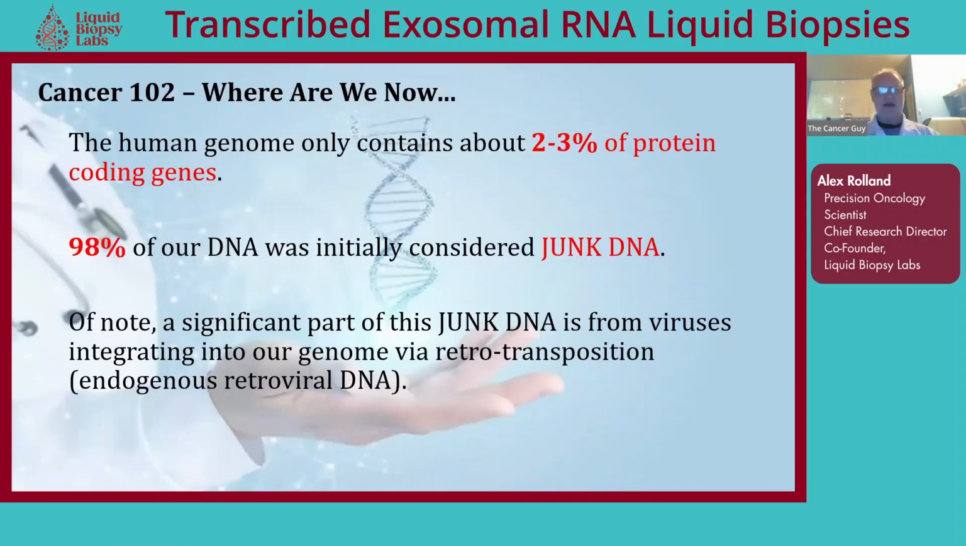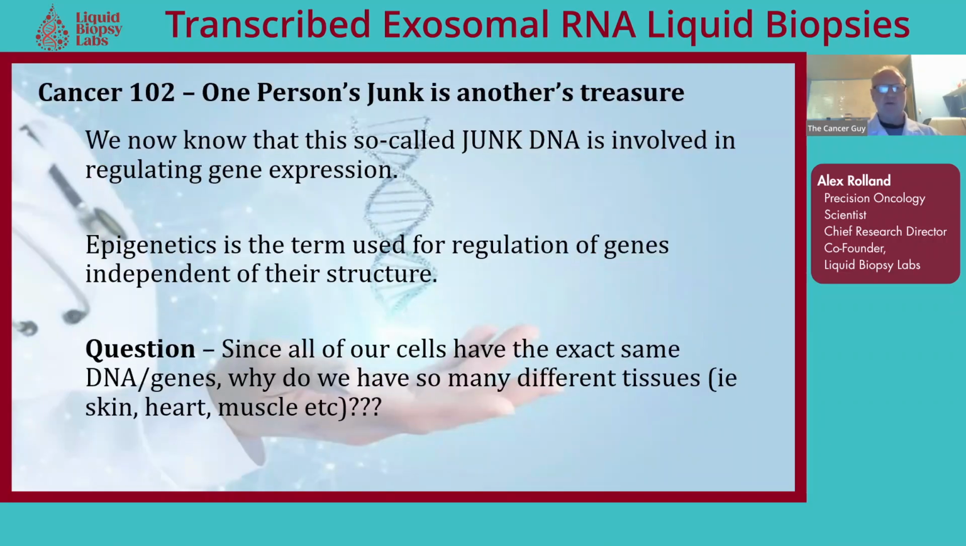So we'll talk a bit about the cancer genome and why this is important in detecting cancers. So the human genome contains about 2 to 3% protein coding genes. The rest of it, about 98%, is considered junk DNA, or was initially considered junk DNA. Of note, a significant part of this junk DNA is actually from retroviruses integrating into our genome over millennia. We now know that this so-called junk DNA is actually involved in regulating gene expression.